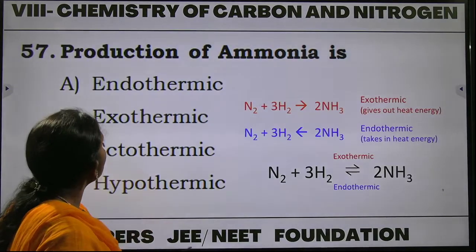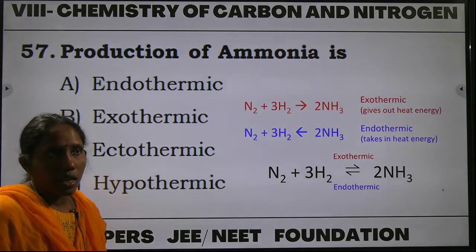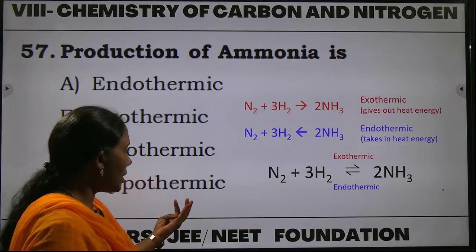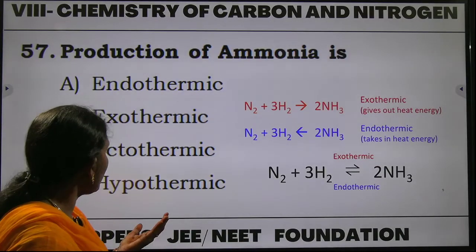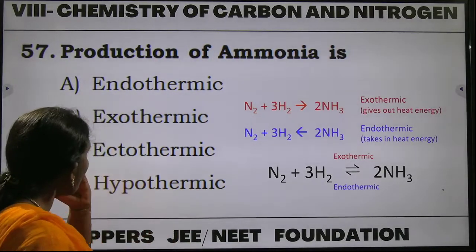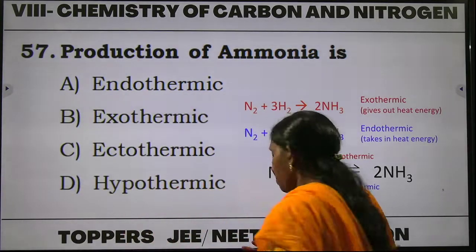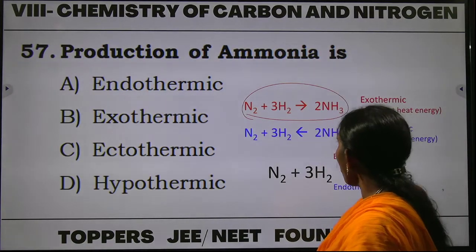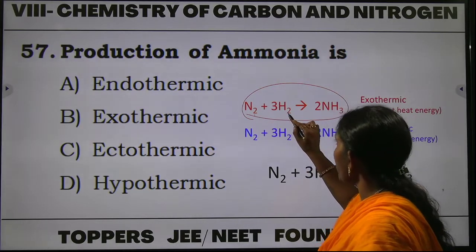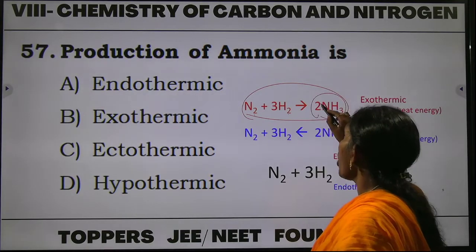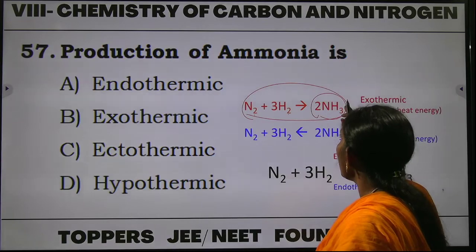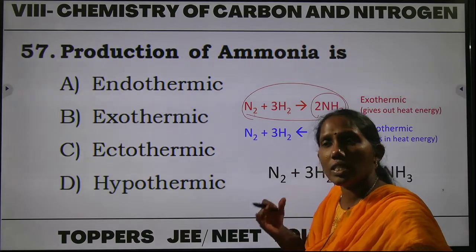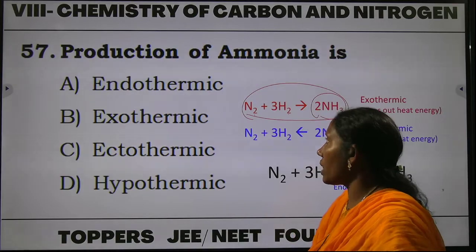Okay. Next one, production of ammonia is. In Haber's process we are preparing ammonia, and that production of ammonia is either an exothermic reaction or endothermic reaction, or ectothermic or hypothermic. These are the options. N2 plus 3H2 gives 2NH3. It is a forward reaction, meaning N2 reacts with hydrogen and forms ammonia. The production of ammonia releases a high amount of energy. Energy is released. The chemical reactions which release energy are said to be exothermic reactions.